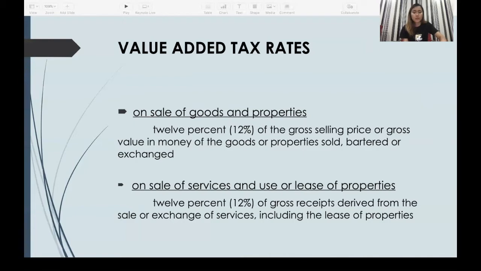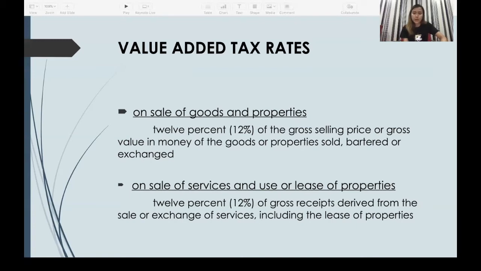It includes real properties held primarily for sale to customers or held for lease in the ordinary course of trade or business. And when it is intangible, it could be the right or the privilege to use patent, copyright, design or model, or goodwill, trademark, or other like property or right.